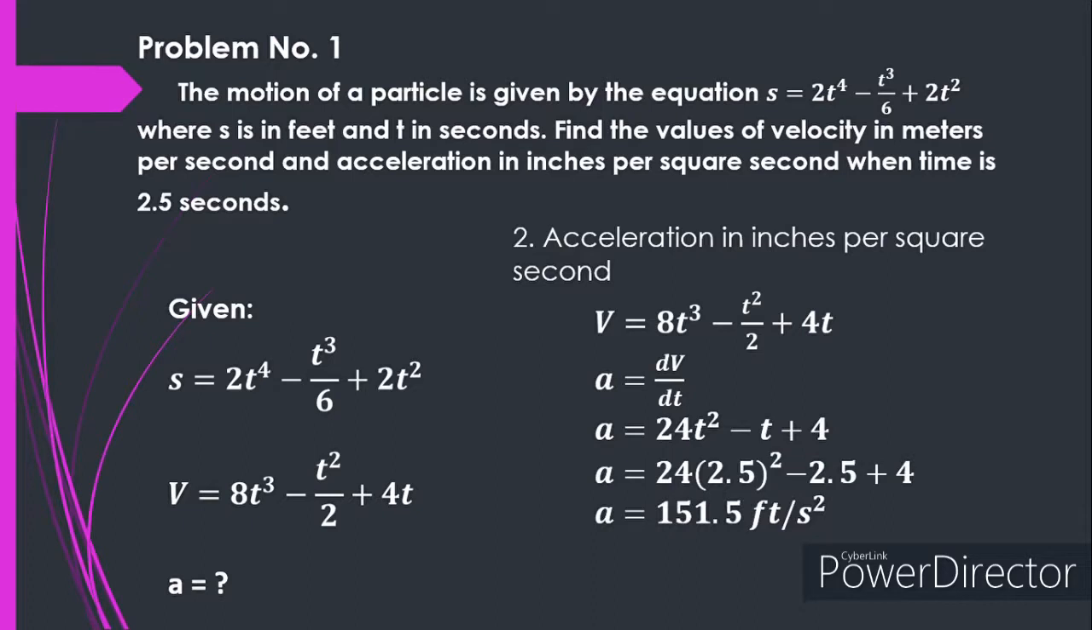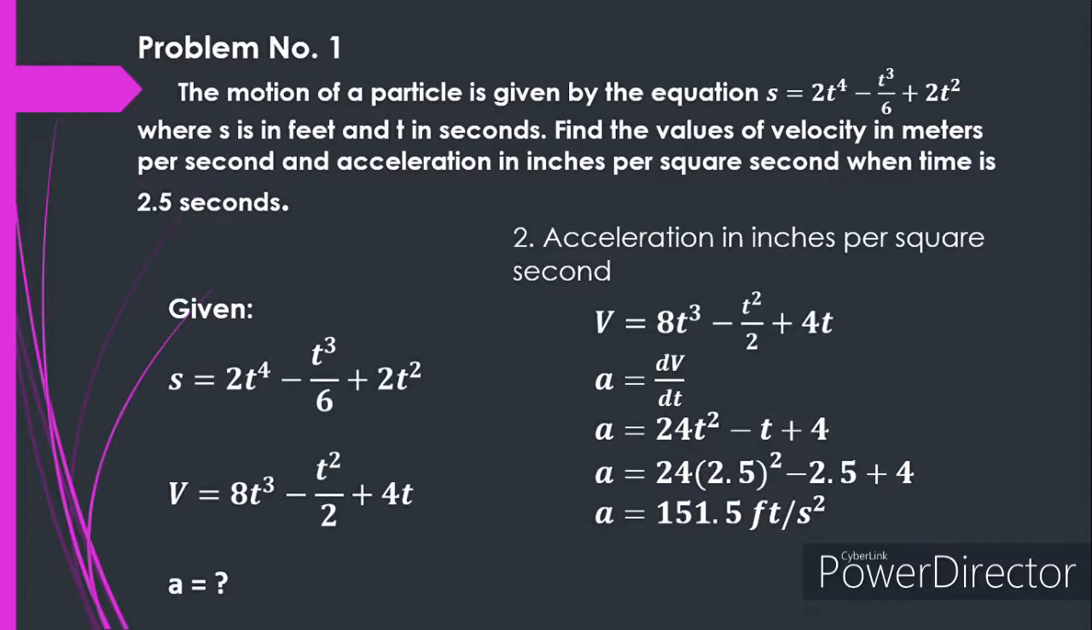Therefore, direct substitution class, a is equals to 151.5 feet per square second. Again, class, ang sabi ni problem, yung equation ni distance ay nasa feet, ang s, at yung time is in seconds. Therefore, kahit i-differentiate mo siya, ang magiging values natin into the next equation ay naka-feet and seconds pa rin.